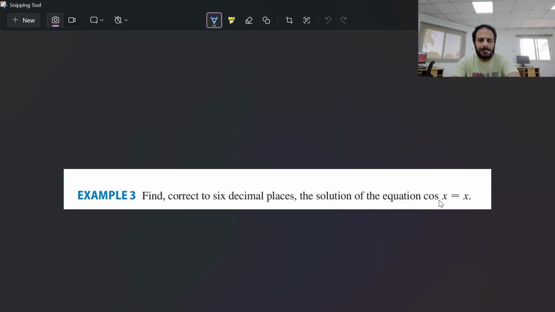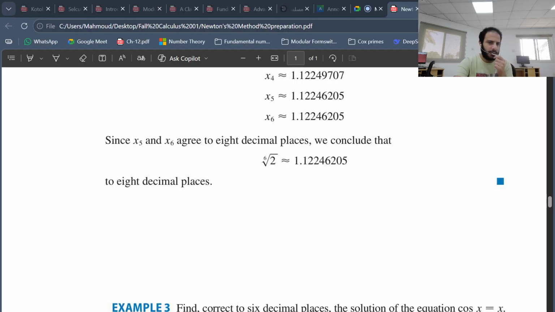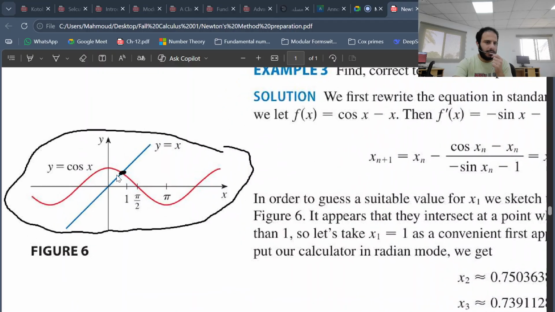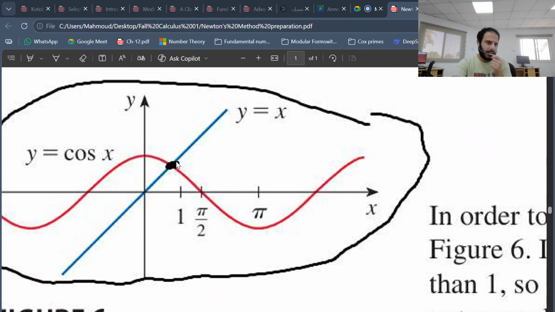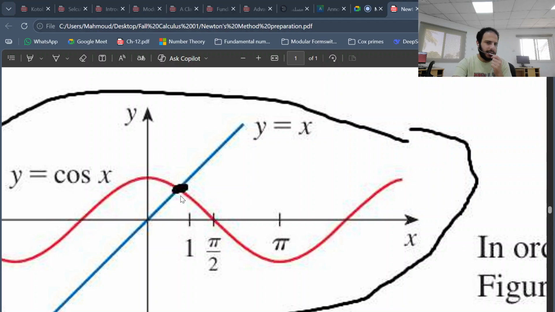But before that, I want to tell you how to find the x1 value. The book gives you this method here. See here, you draw the graph of x and cosine x, then you approximate the value. See here, what's the value? Here, see, it's in black. What would be your x1? You need it to be close to the solution. You want x equals cosine x, so it's the intersection, right? But what's the x value close to it? What do you think?